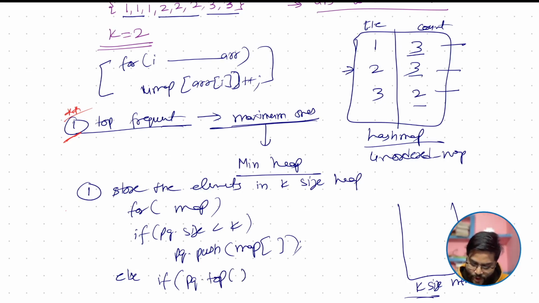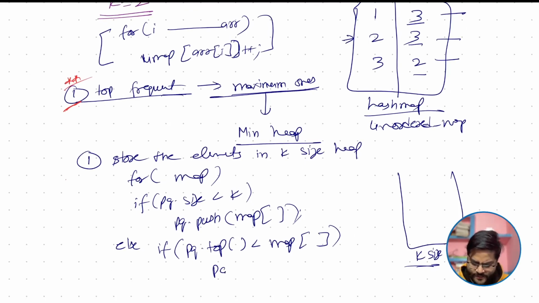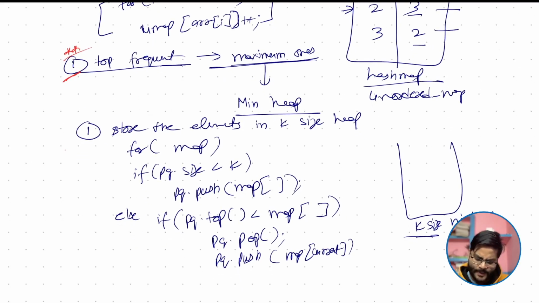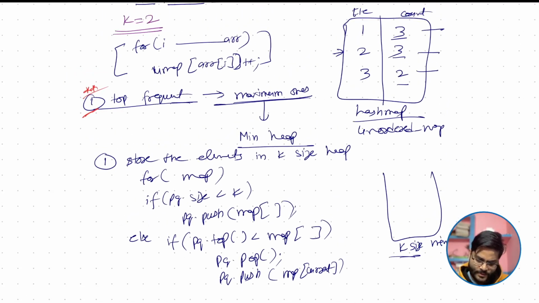If my priority queue top is less than my map element, then I will pop it and push it back. Same logic which we are using until now. Priority queue dot pop, and I will push the current element from the map. So this is a simple one, right? We can do this. So let's code this also.